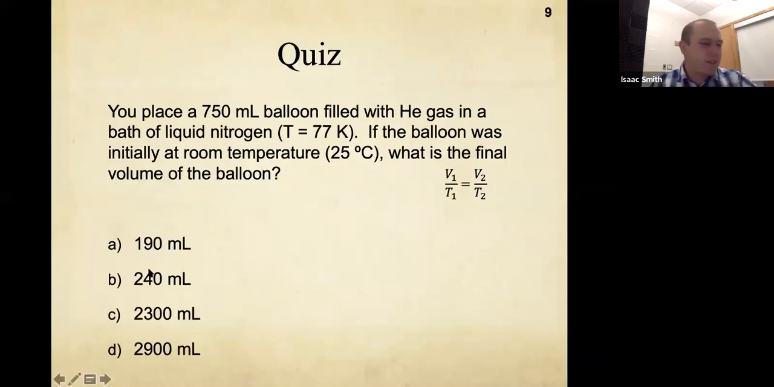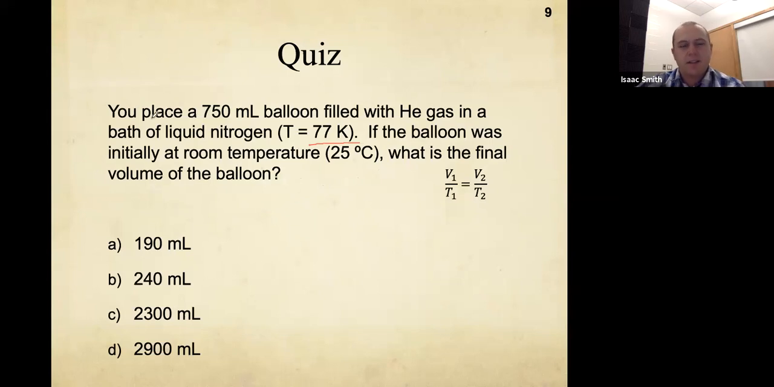Go ahead and pause the video. We haven't talked about Charles' law too much, but hopefully using information from the previous ones, you can answer this question. Go ahead and pause it and try this one. Okay, we're going to go through this process. It says you place a 750 milliliter balloon filled with helium gas in a bath of liquid nitrogen. Liquid nitrogen is very cold, it's at 77 Kelvin. If the balloon was initially at room temperature, what is the final volume of the balloon?